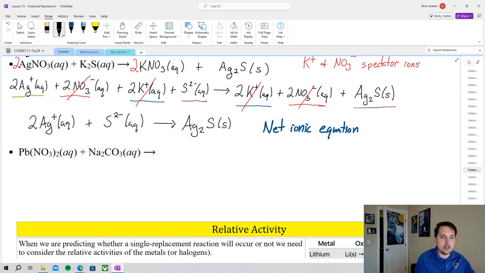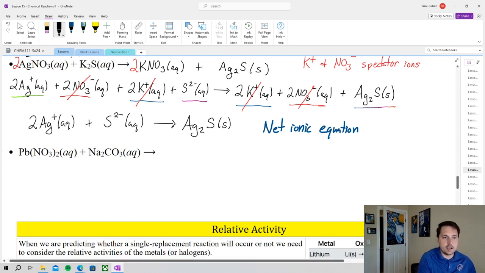Okay, so let me try to write these out. I have lead nitrate and I have sodium carbonate. And we're just going to switch the cations and we'll end up getting sodium nitrate and lead 2 carbonate. So naming them is actually quite easy, but writing them can be a little bit trickier. So we'll start with sodium nitrate.